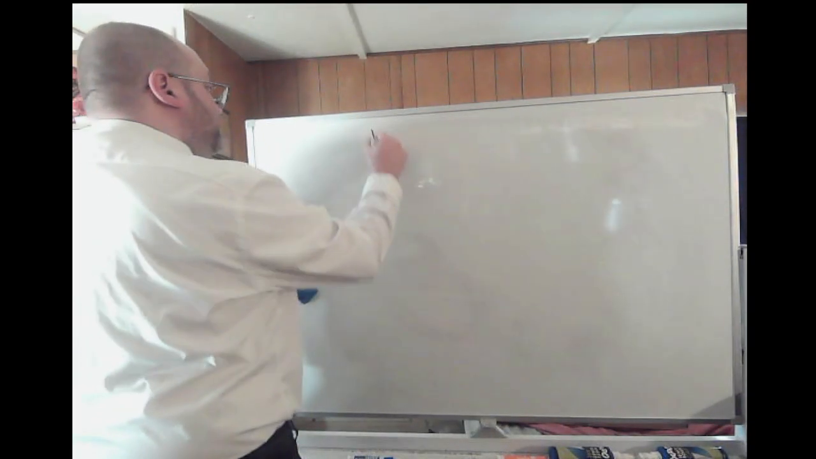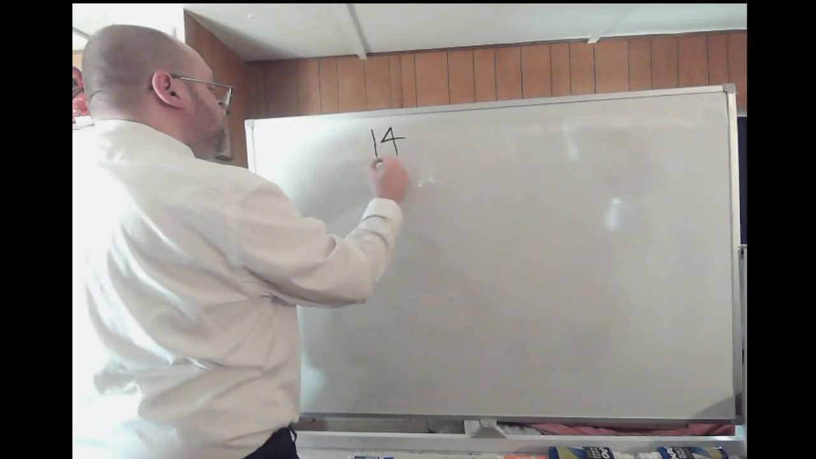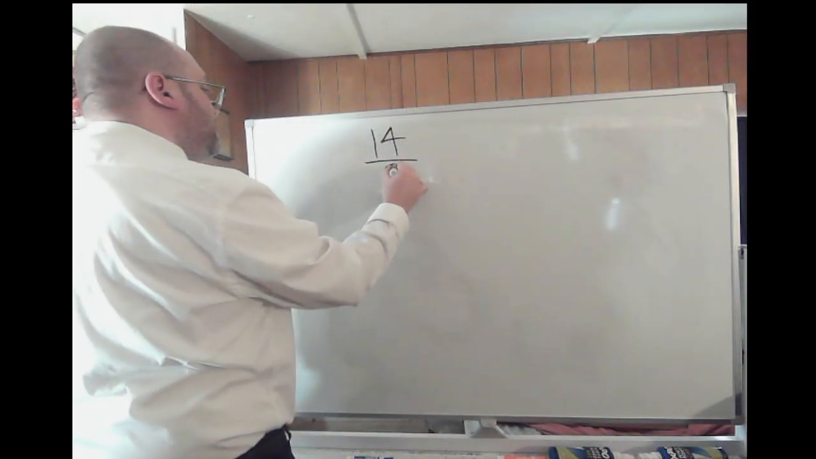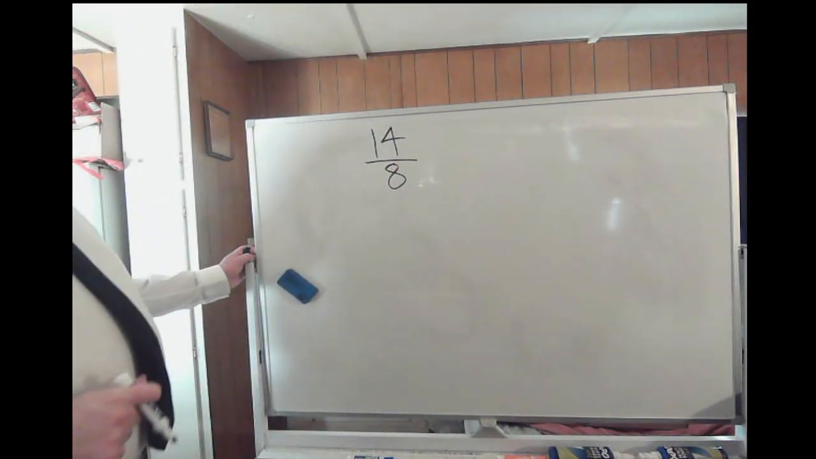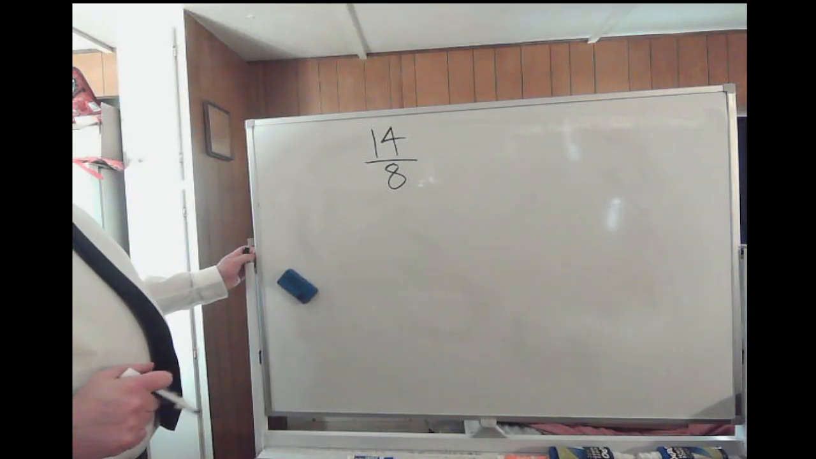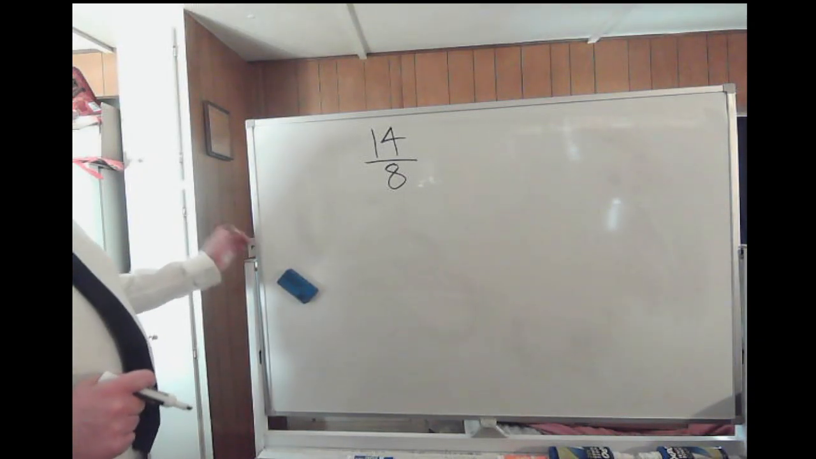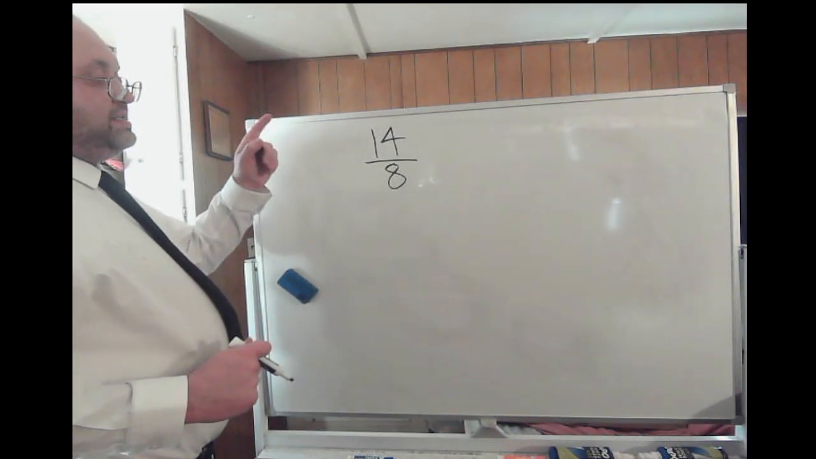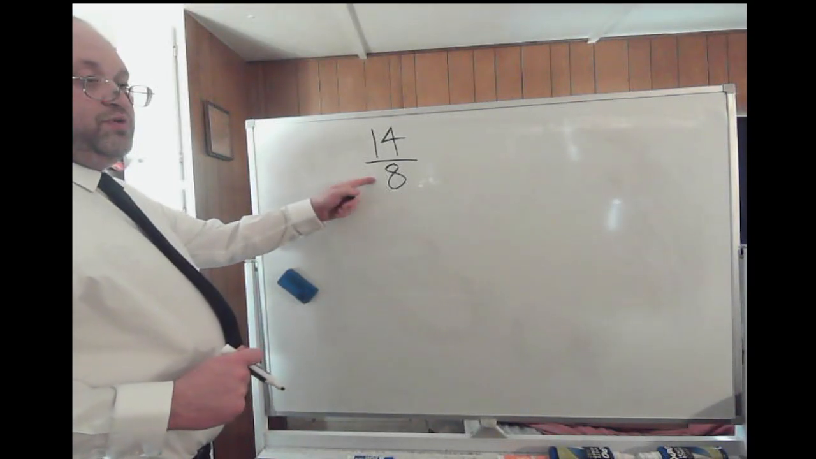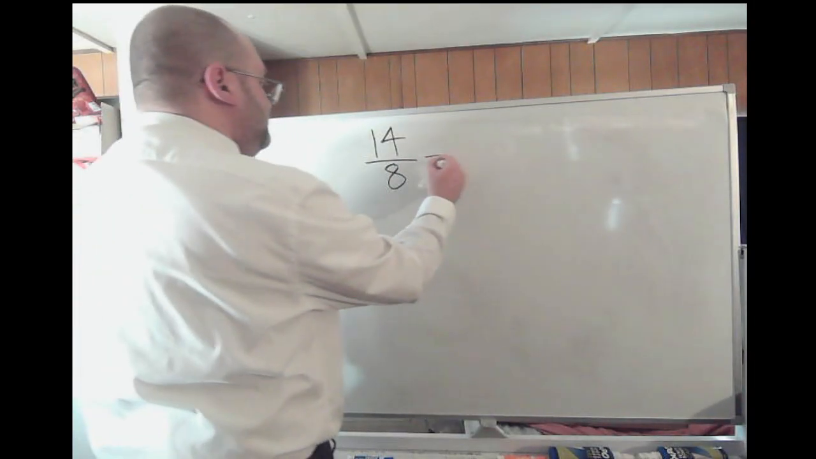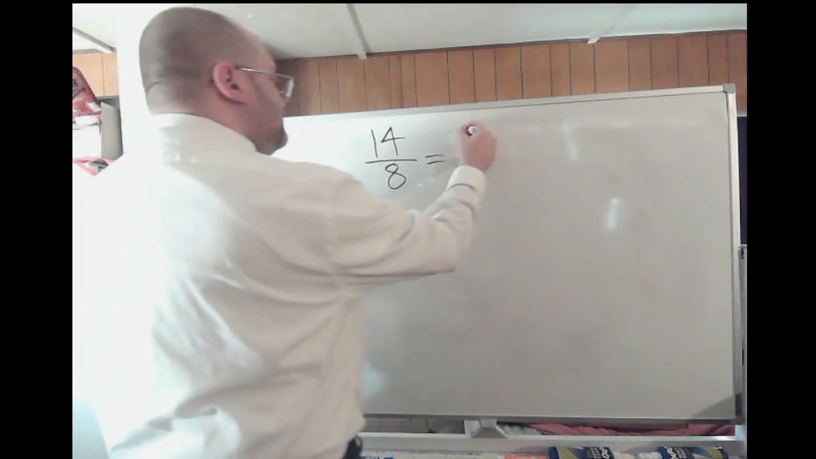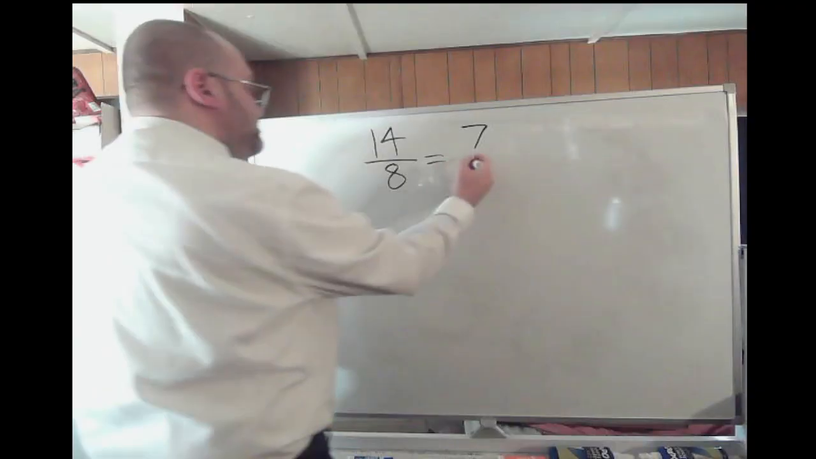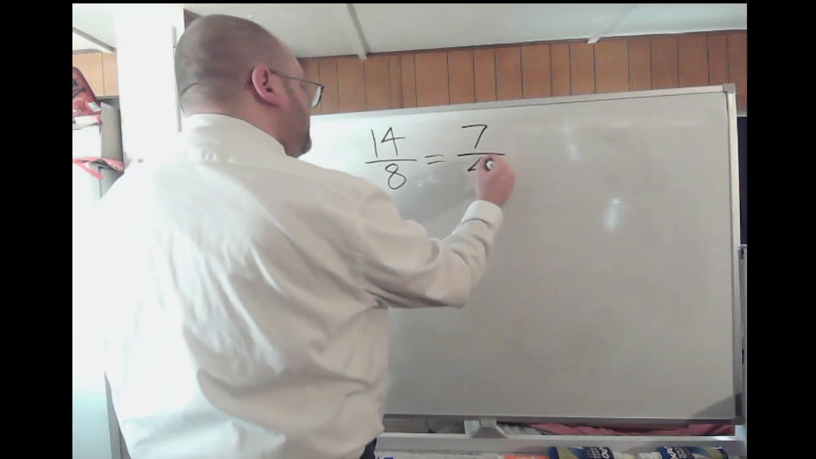Alright, how about something like 14/8? Well, 14/8. At first, it looks like we're going to have to do the god-awful decimal again, but we really don't, because 14 and 8 both have a common factor of 2. If you divide 14 by 2, you get 7. You divide 8 by 2, you get 4. Okay?